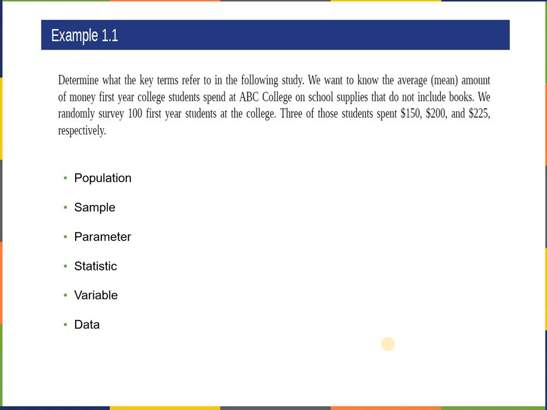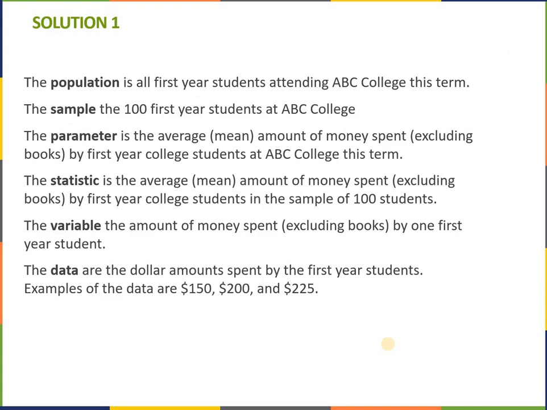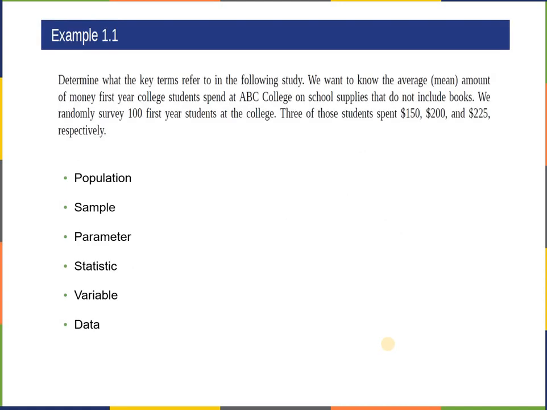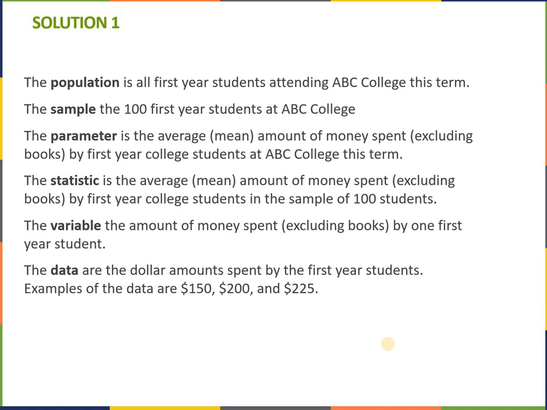We need to identify the population. As you can see from this question here, the population is all first-year students attending ABC College this term, because that is what the question is interested in. That is the population that this question is interested in. The sample is basically the 100 first-year students at ABC that were surveyed. That is our sample. The sample size is 100 in this case.